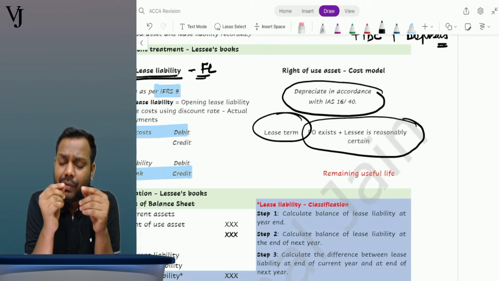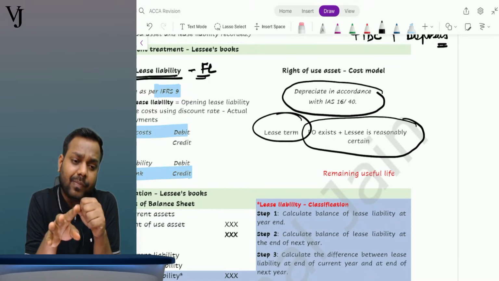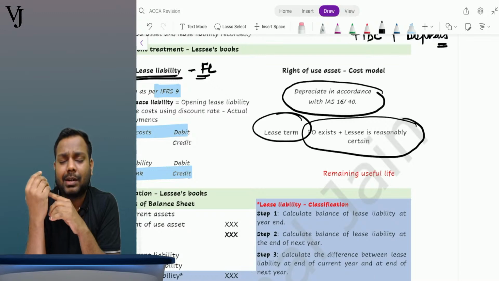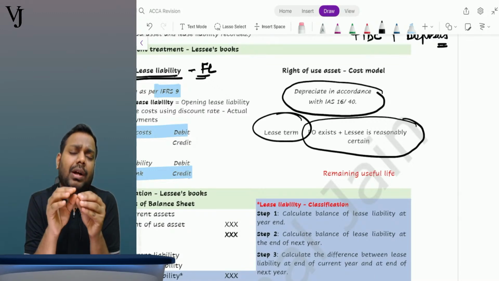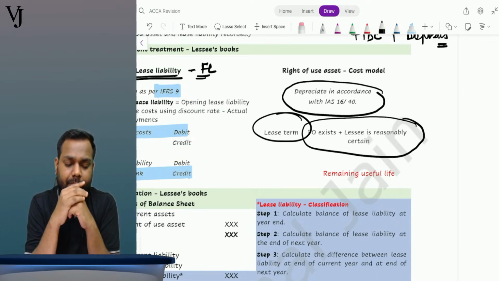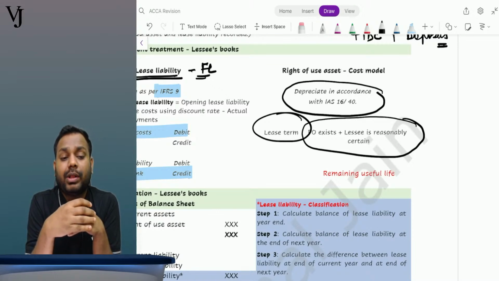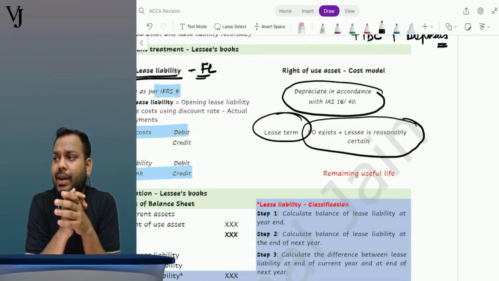So the standard says that if the purchase option exists, and the lessee is reasonably certain that yes, when the lease term gets over, I will avail this purchase option, in that case I will have to depreciate my right of use asset over the remaining useful life of the asset. Is that clear, everyone? Tell me, guys.